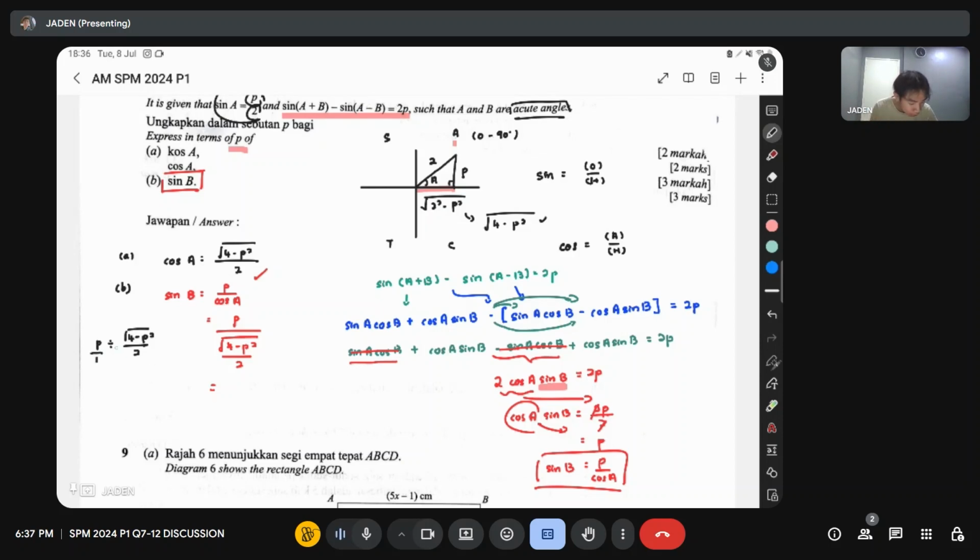Once you make this a division of fractions, you can turn it into multiplication and turn the fraction upside down. When you turn it upside down, you multiply horizontally. So p times 2 is 2p, and then 1 times the square root of everything, you get back exactly 4 minus p squared. And congratulations, you got 5 marks in total. This is how you're going to do it.